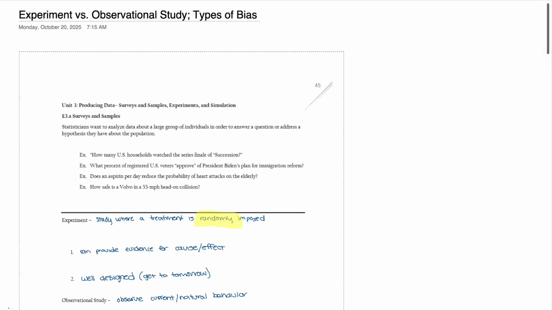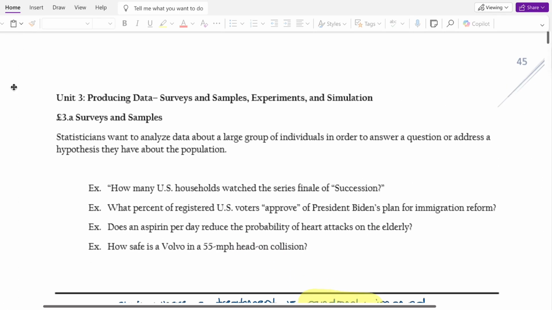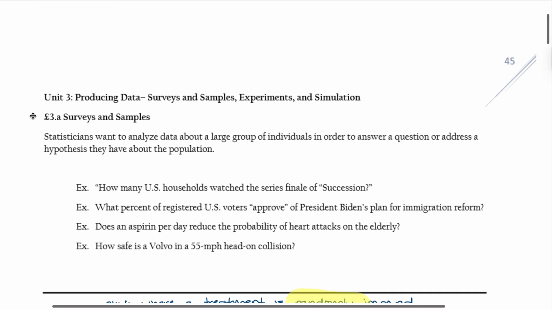Welcome to this video. Here we're going to talk about experiment versus observational study, also the types of bias. So this is Unit 3, Part 2. We're producing data, surveys, and examples, experiments, and simulation. And we're first going to learn surveys and examples.